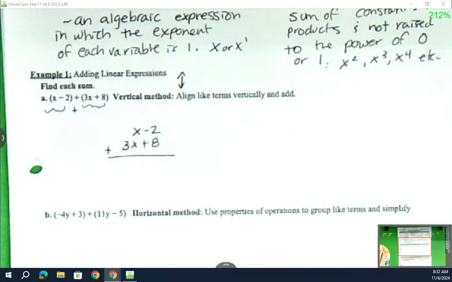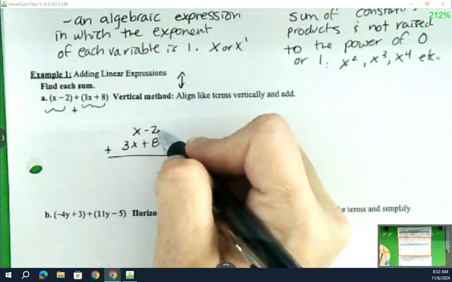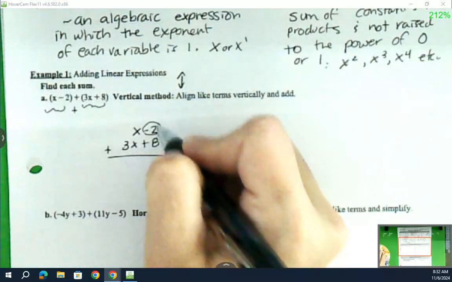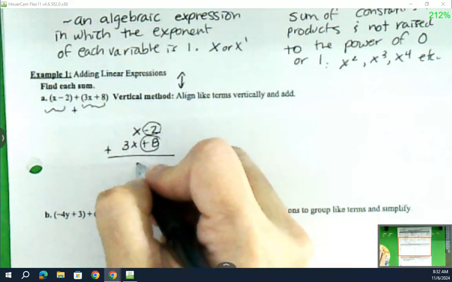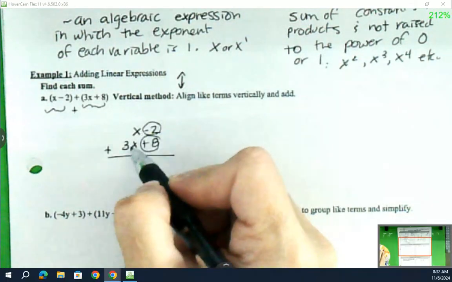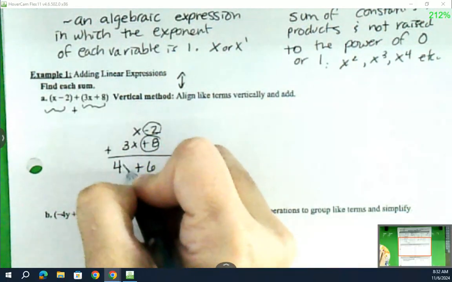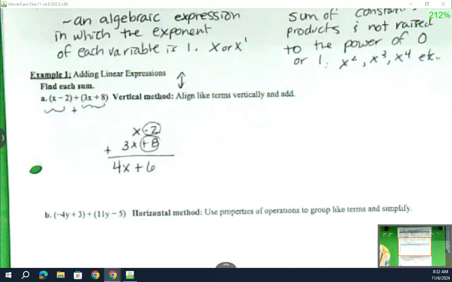And when we line them up vertically, we still combine like terms. So over here we have our negative 2 plus 8, which is going to give us our plus 6, and x plus 3x, which is altogether 4x. So our answer is 4x plus 6.